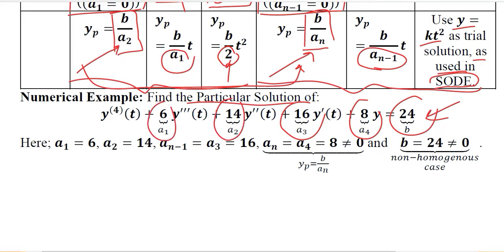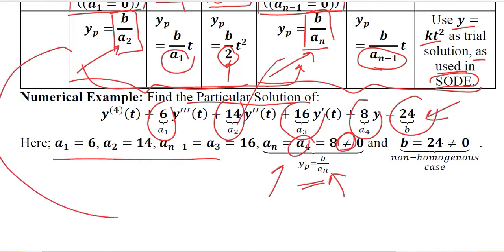So we have extracted all these values here, and an is equal to a4 which is equal to 8, and it's not equal to 0. So yp is equal to b over an. We are using this formula because the highest order coefficient is not equal to 0, and we remember from the first case that when this happens we apply this formula. So we are going to apply this formula. It is also the non-homogeneous case because b is not equal to 0.